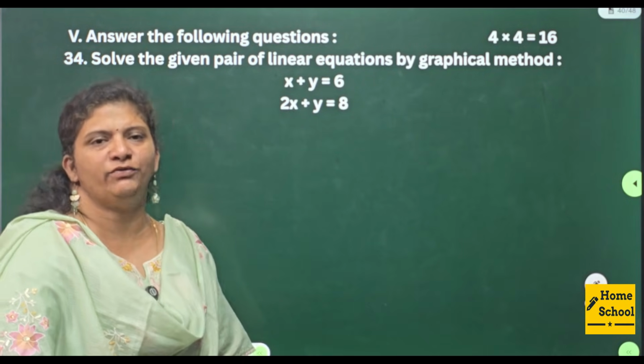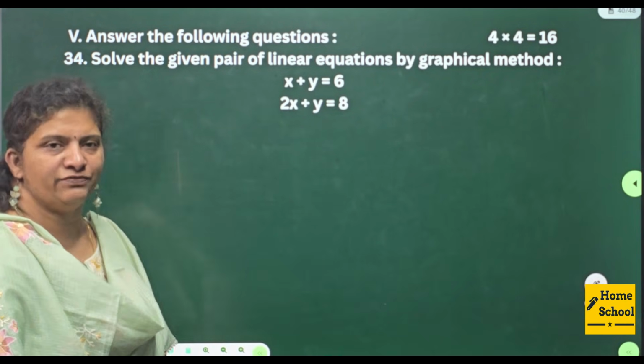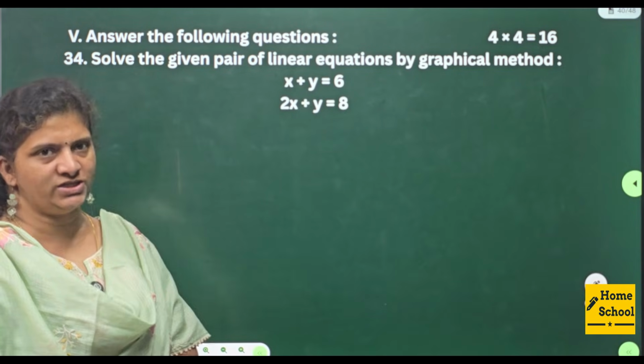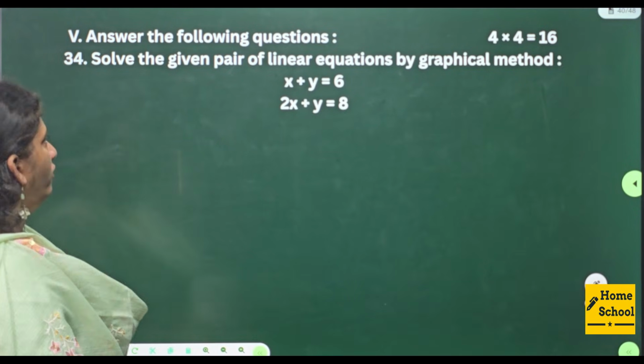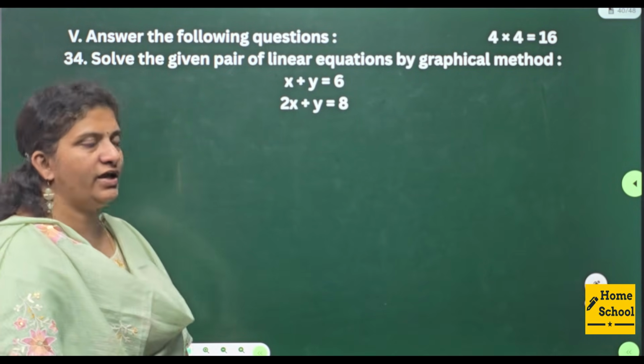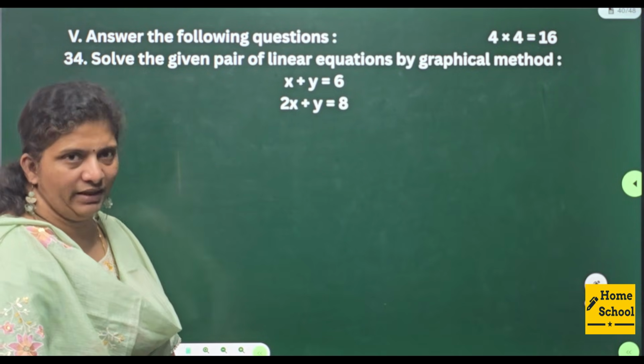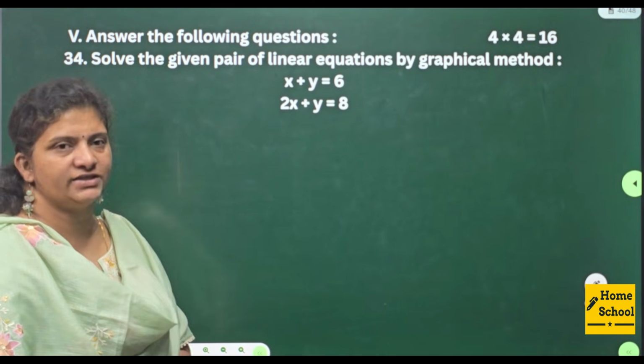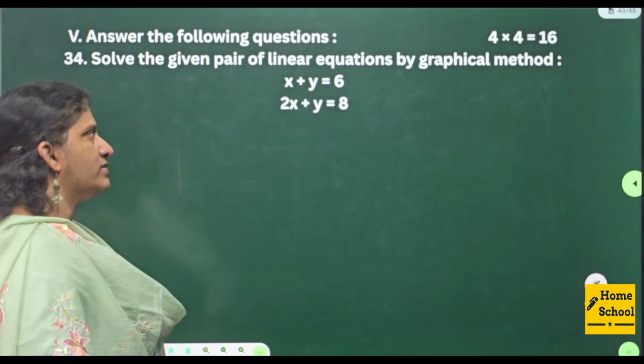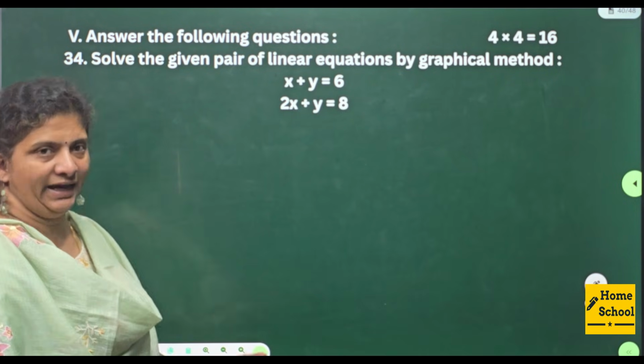With this we complete the 4 mains. 5th main, answer the following 4 mark questions. 34. Solve the given pair of linear equations by graphical method. There are 2 equations given: x plus y equal to 6, 2x plus y equal to 8.